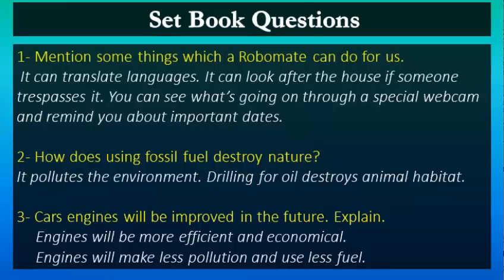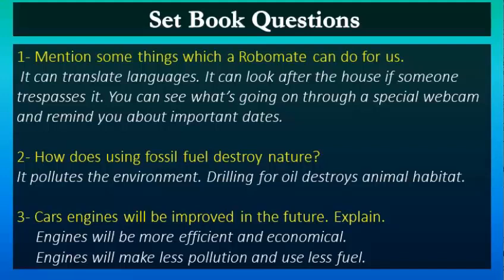Question number 2. How does using fossil fuel destroy nature? Fossil fuel, we studied before that something is called fossil fuel, which is taken from the underground. Who can give me examples of fossil fuel? Excellent. Coal, gas, and oil. All these are fossil fuels. They pollute the environment. And drilling for oil destroys animal habitat. Of course, when we drill to find oil, we destroy animal habitat.